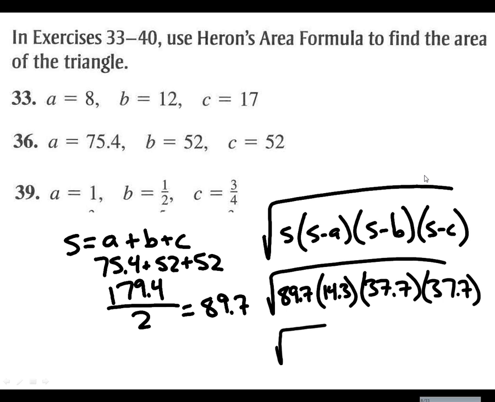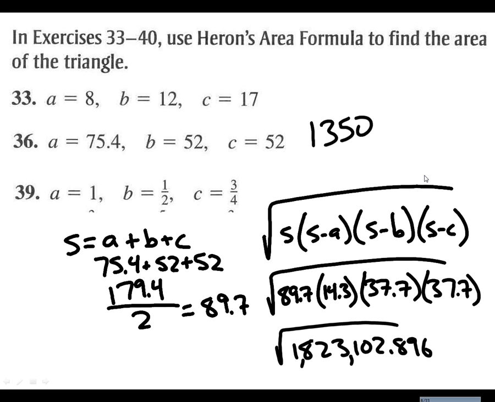And I get the square root of 1,823,102.896. Square root that. And final area on here is going to be 1,350.22. No units given in this problem.